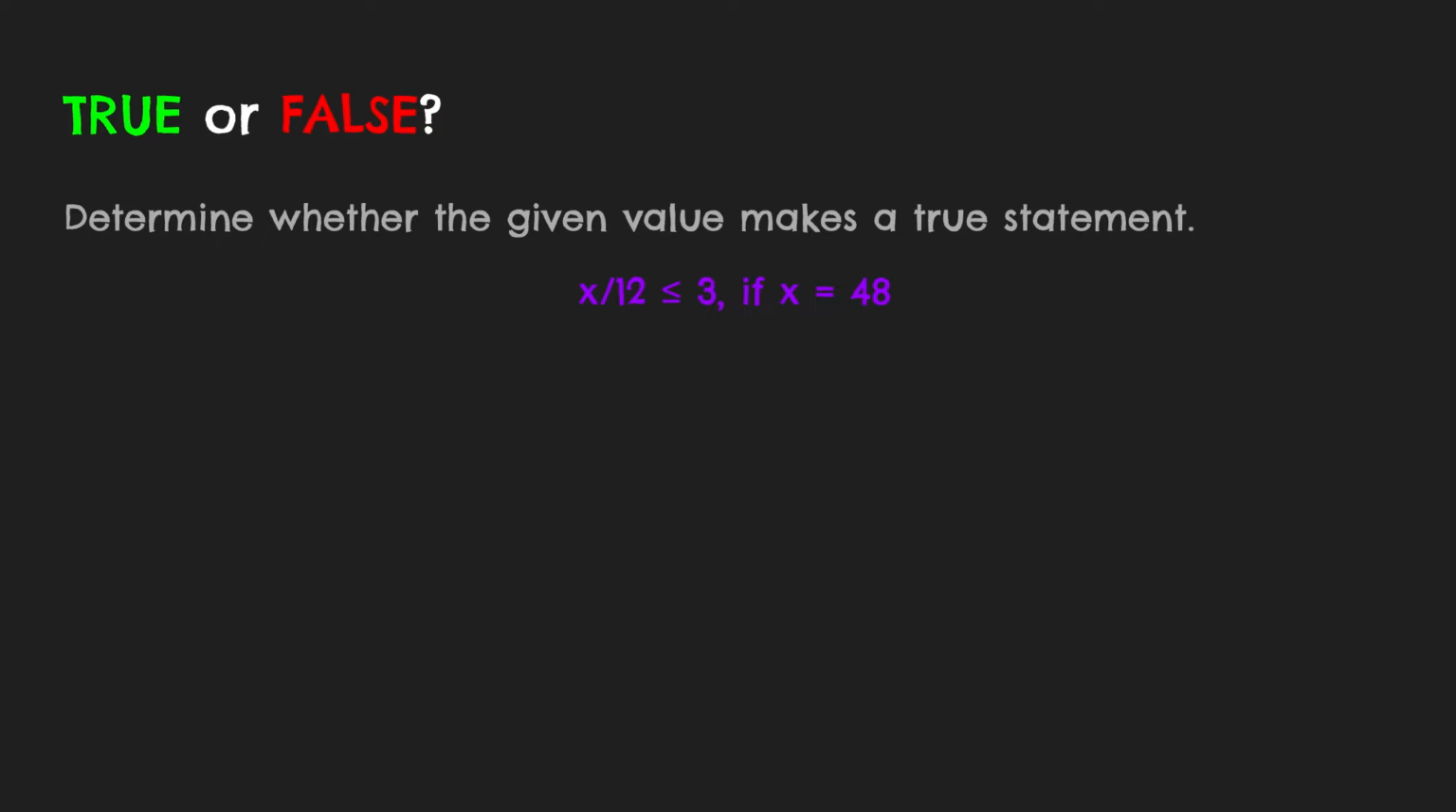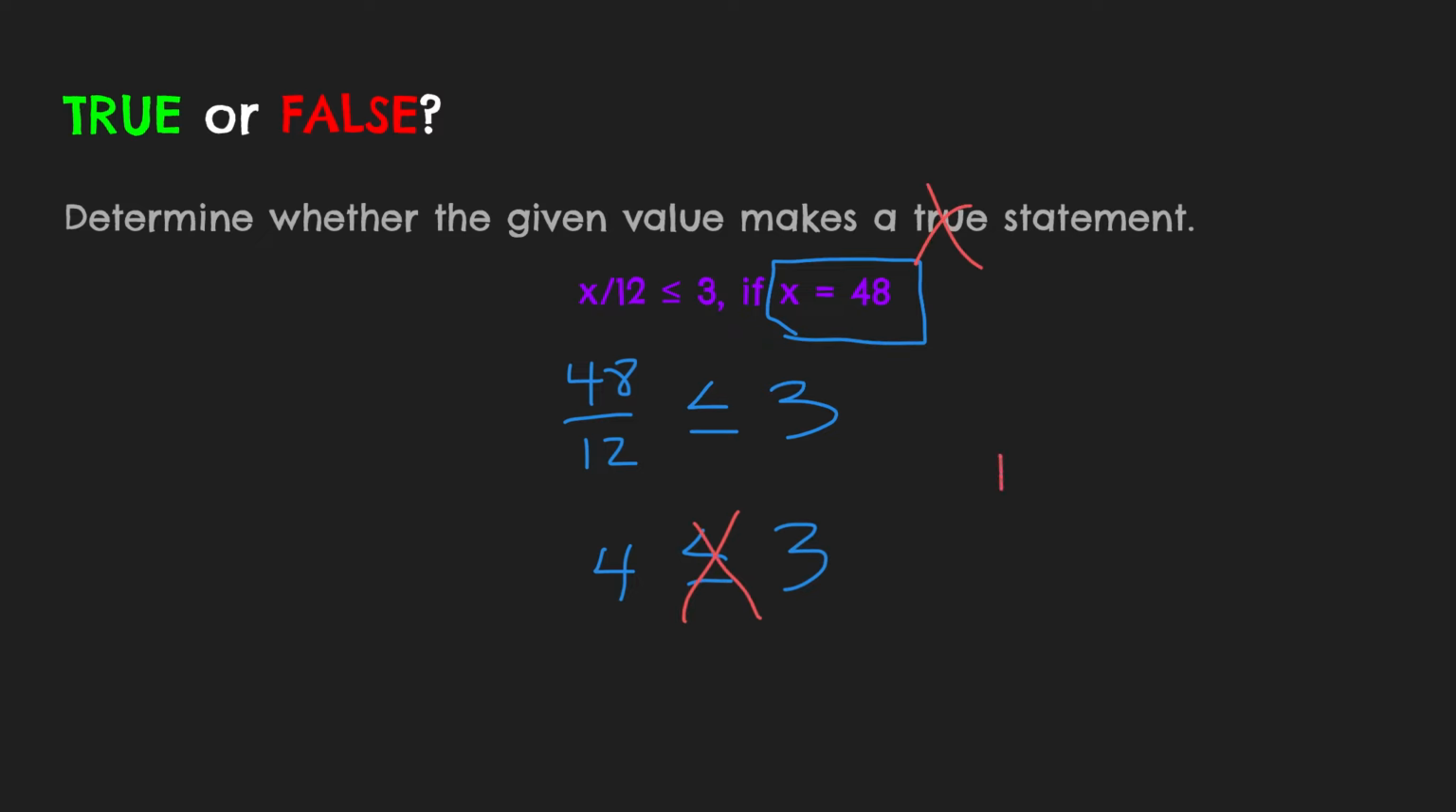All right, let's try another one. We have x divided by 12 is less than or equal to 3. Pay attention to how I'm reading these, so you get in the habit of figuring out what's less than and equal to, greater than and equal to, all that jazz. So I'm going to take this 48, I'm going to plug it in. 48 divided by 12 is less than or equal to 3. Well, 48 divided by 12 equals 4. Is 4 less than or equal to 3? Well, it's not less than 3, definitely not equal to 3. So I'm going to say nope. That is a big false statement.